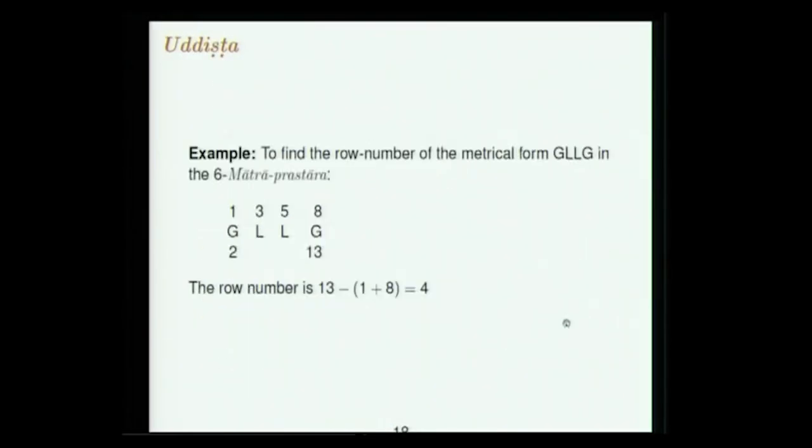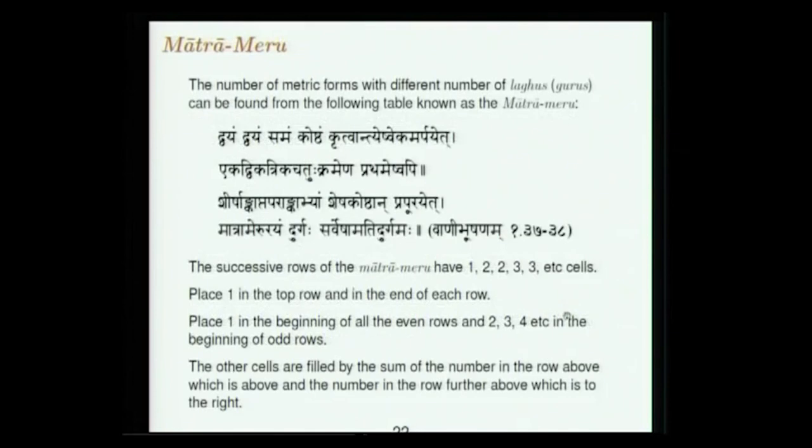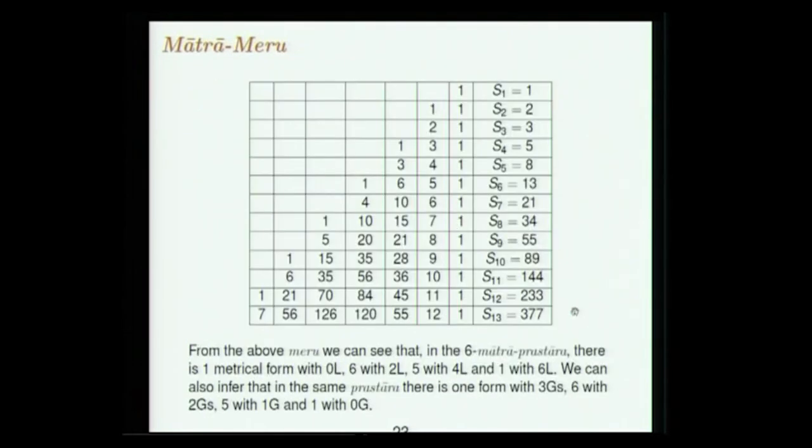It is not just picking so many slots out of the total number of slots, but this was also solved fairly early, and this matra meru was written down. So, this is the matra meru. So, what is this matra meru doing? This is just the total number of meters. Total number of meters with 1 matra is 1. Total number of meters with 2 matras is 2. Total number of meters with 3 matras is 3. Total number of meters with 5 matras is 8. We saw all that. Total number of meters with 6 matras is 13. So, these are all the Virahanka numbers.